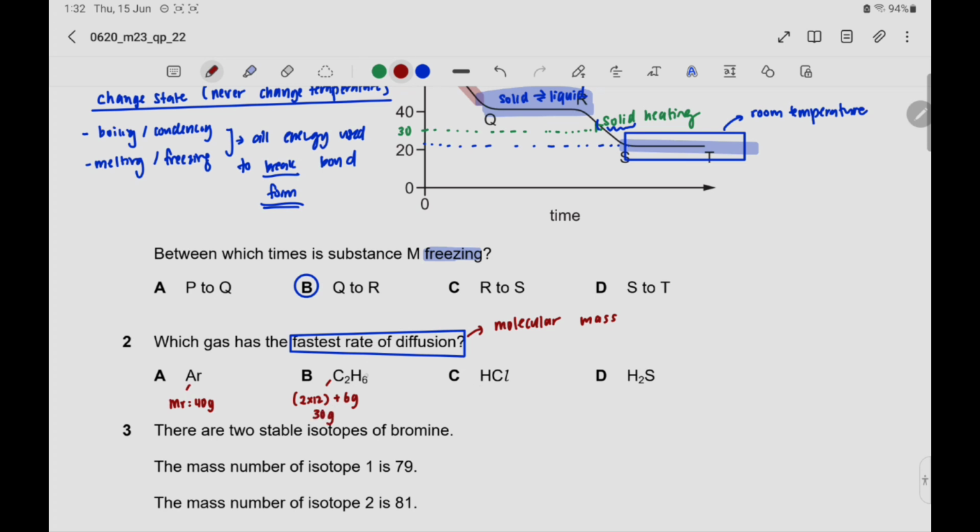Why 6? Because hydrogen is 1, right? So this is 1 added with 35.5, which is 36.5. It's kind of heavy too, right? 2 added with my sulfur, which is 32, it's 34. So the lightest will have the fastest rate of diffusion. If they ask for the fastest, you always go for the lightest Mr. If they ask for the slowest, it's always the heaviest. If you are fat, you can't run fast.